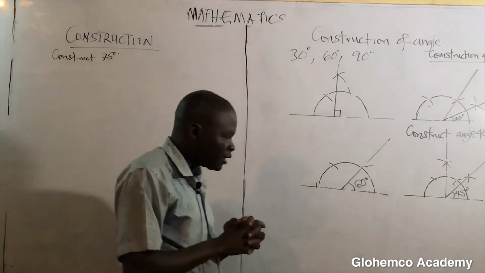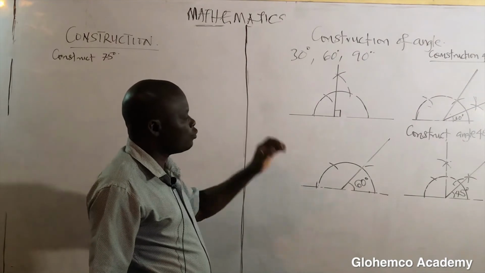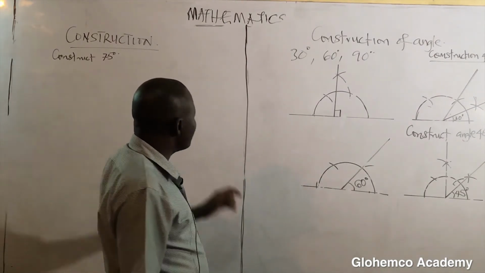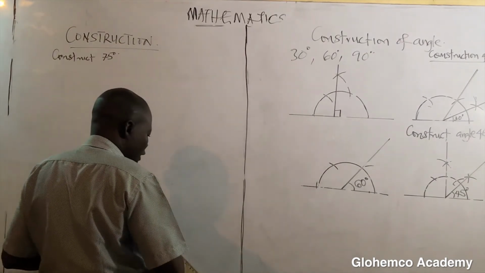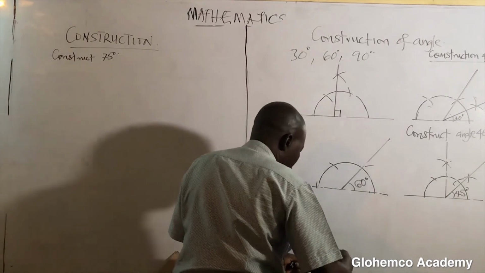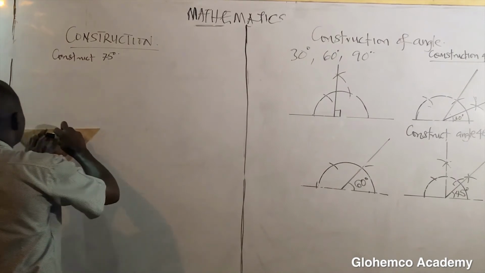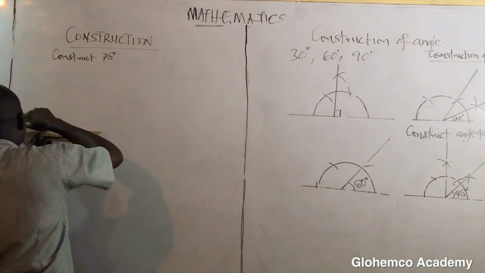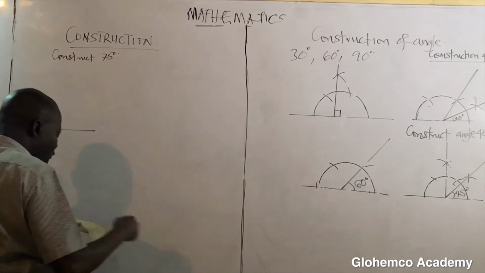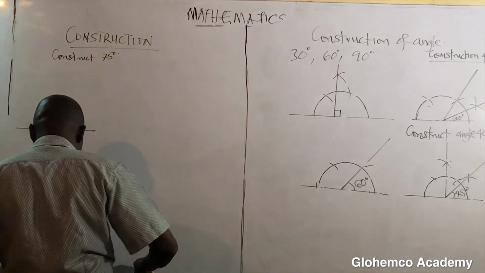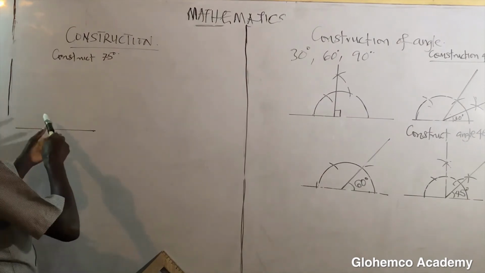At any time you want to construct all these angles, especially when it's not 60 degrees, you have to show us angle 90 degrees. Now that we want to construct 75, we need to construct 90 degrees first. You can see the power that angle 90 degrees has. So we have to construct angle 90 degrees. Draw a straight line. After the straight line, form an arc.